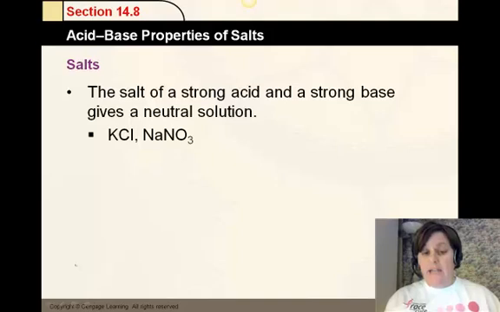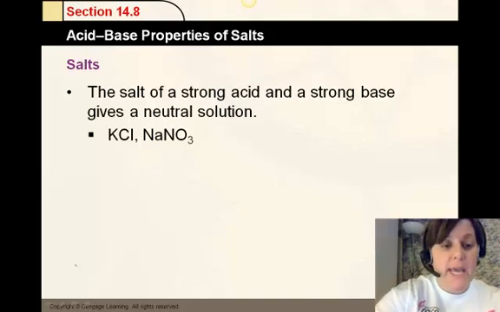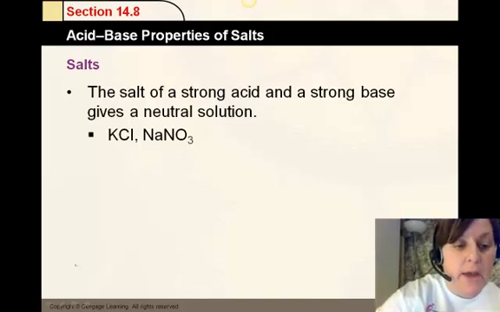Now, I talk about this a little bit differently than the textbook. I never have problems figuring out if a salt is going to be acidic or basic. We'll go through what the book is talking about, but I'm going to show you a little trick right now to help you figure out if the salt is acidic, basic, or neutral. So, for example, KCl is a neutral salt. How do I know that?